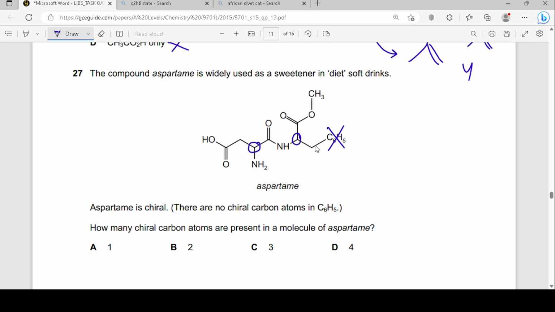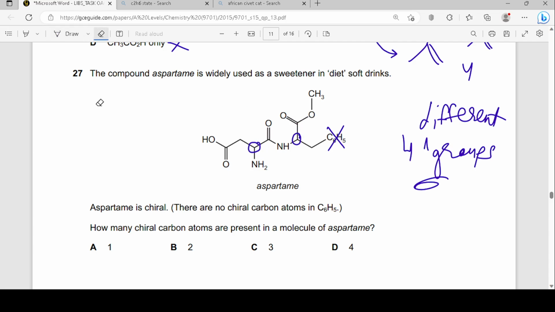One and two. Is there any other one? No, I can't see one here or here. That's a double bond. A chiral carbon atom has to have four different groups bonded, and it has to be all sigma bonds, all single bonds, obviously, because there are four different groups. So there are no double bonds. This can't be it. This can't be it. And so I just see two. So I'm going to say the answer is B.